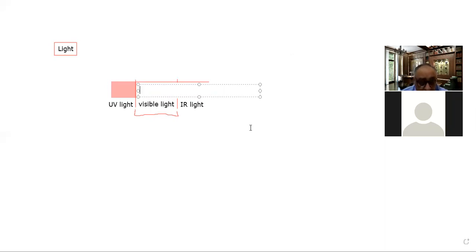So now, as far as the wavelength of this visible light is concerned, its wavelength ranges between 400 to 700 nanometers, right? So that is basically the wavelength of this visible light, right?